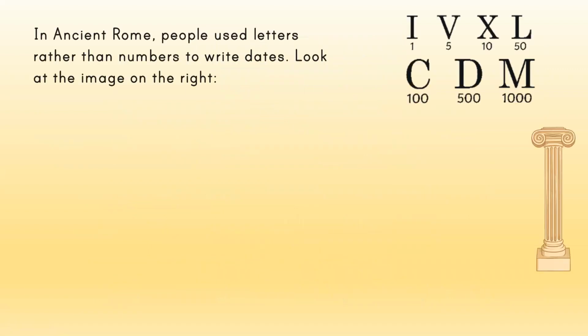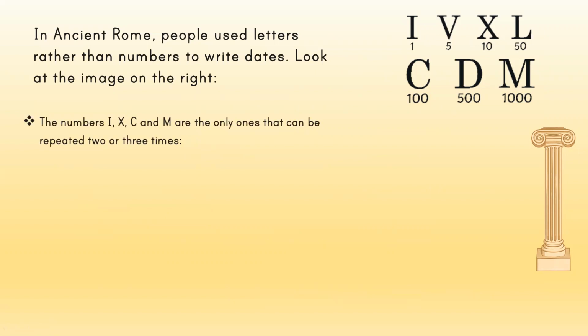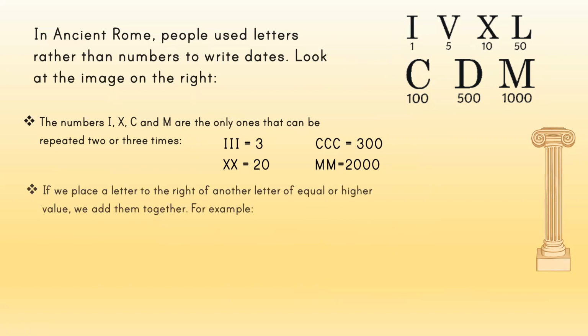You'll know that in ancient Rome, people used letters rather than numbers to write dates. So if you look at this image on the right here, you'll see that the I means 1, V means 5, X 10, and so on and so forth. The numbers I, X, C, and M were the only ones that could be repeated 2 or 3 times. So if you had 3 lots of the I, that meant 3. 3 lots of C, 1 C is worth 100, so 3 of them was worth 300. 2 X's, 10 add 10 would be 20, and M would make 2000.